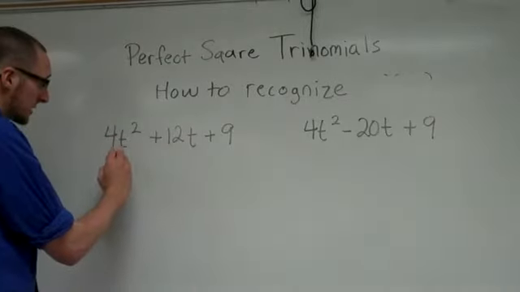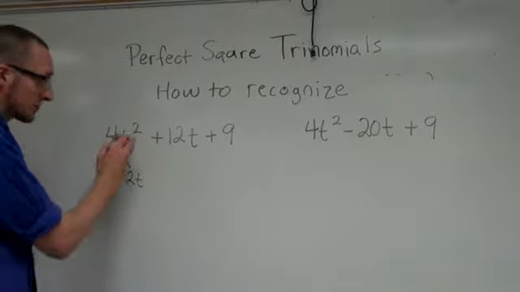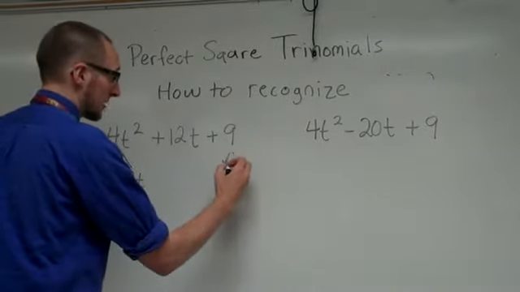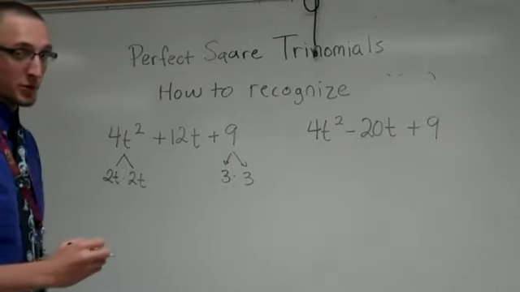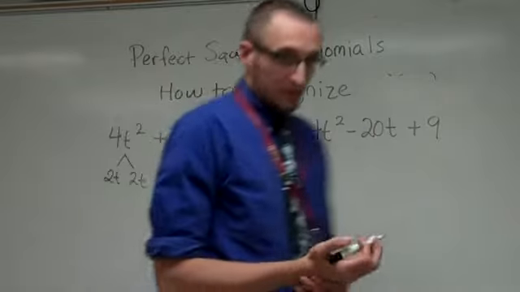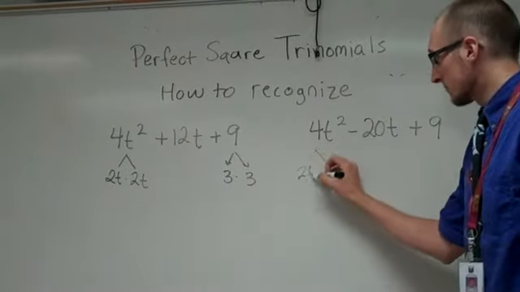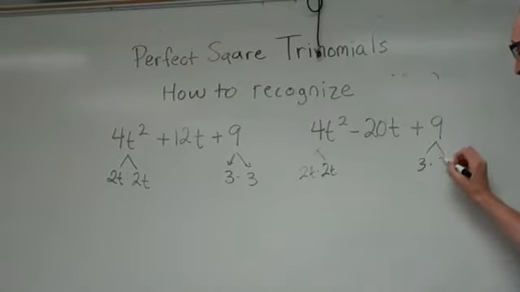This is a 2t times a 2t. So this is a perfect square for the first term. And the 9 is a 3 times 3. So that means it's also a perfect square. In the other example over here, it's exactly the same. That's a 2t, that's a 2t, and this is a 3 times 3.